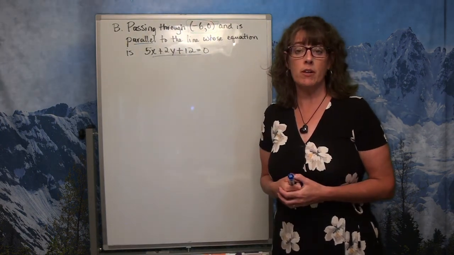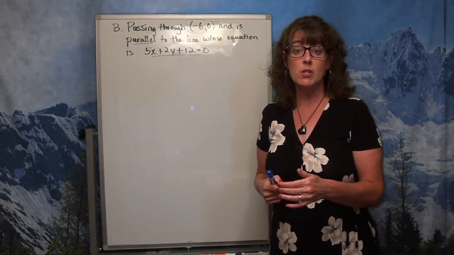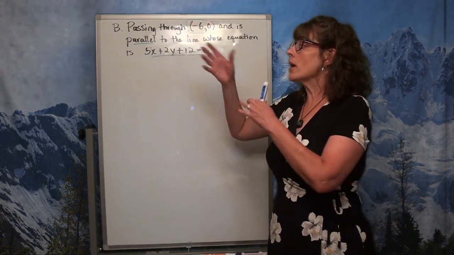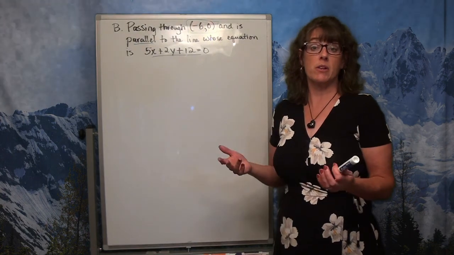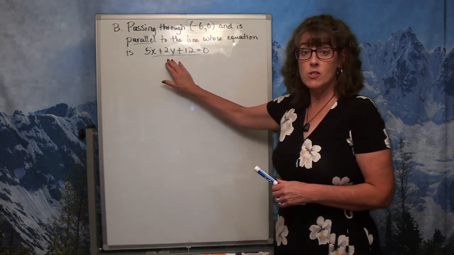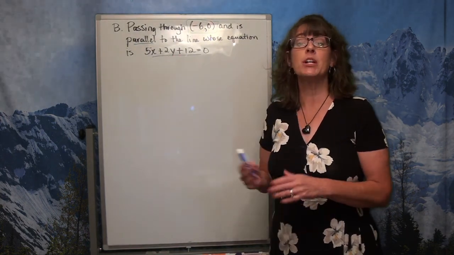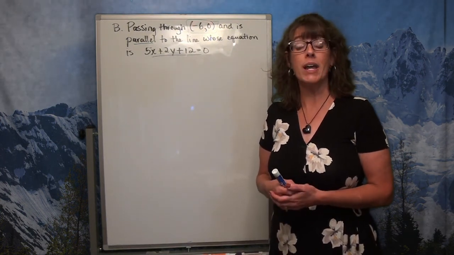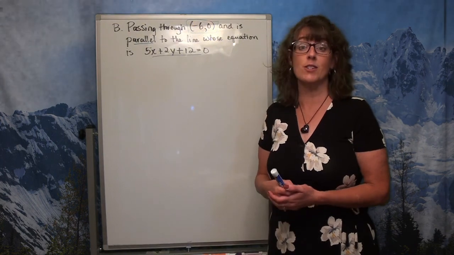Well, what do you know about parallel lines? Yes, they have same slope. So if I could get the slope of this line, then I would say, okay, the new line has the same slope because parallel lines have same slope. How am I going to get the slope of this line? Yes, I'm going to put it in slope-intercept form, which means I'm going to get the y by itself. When I do, the number in front of the x is going to be the slope.